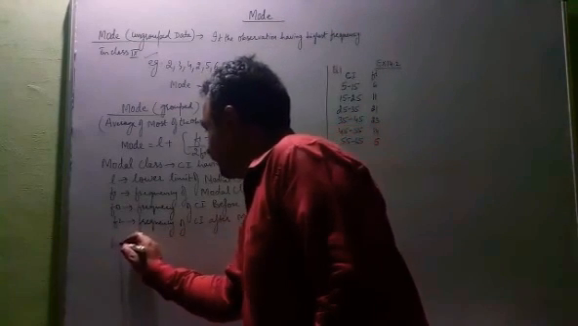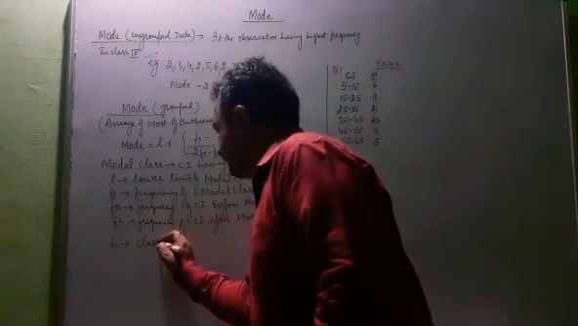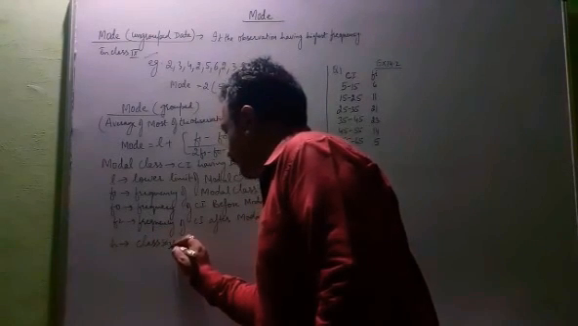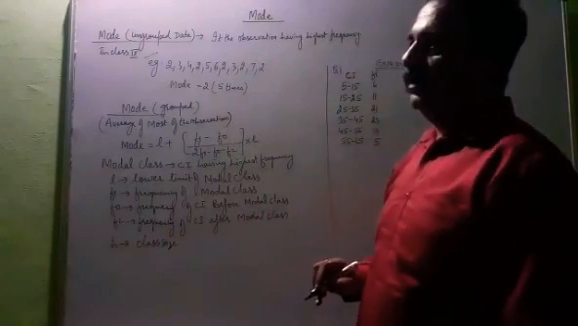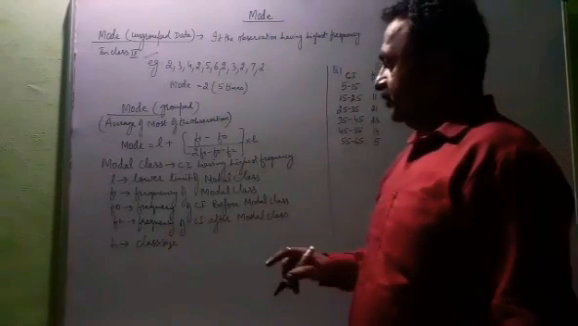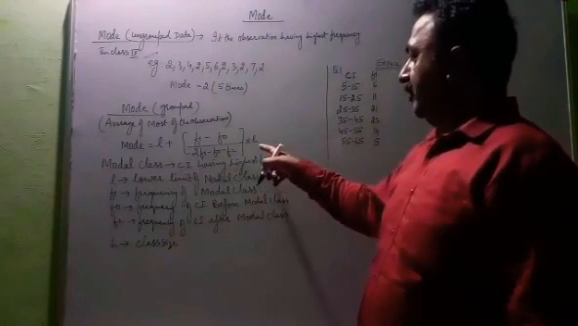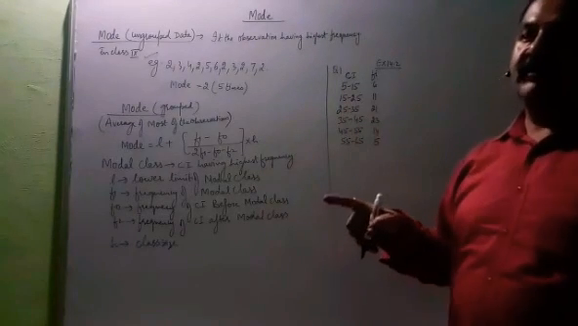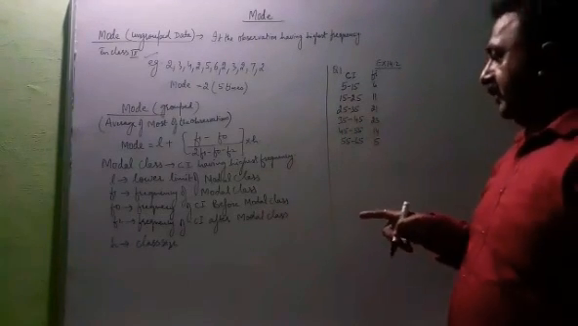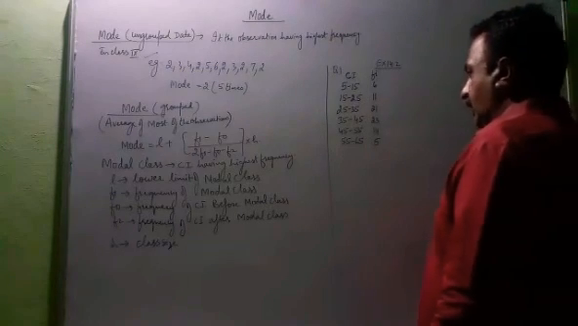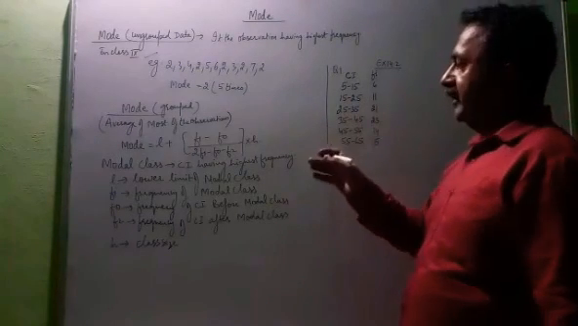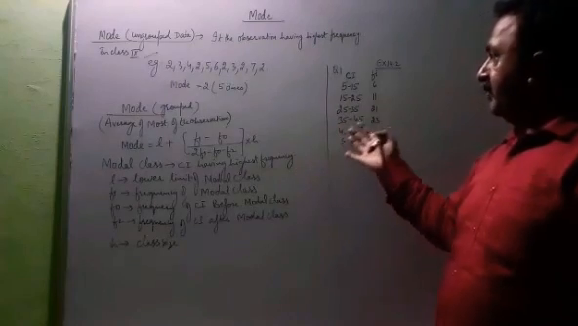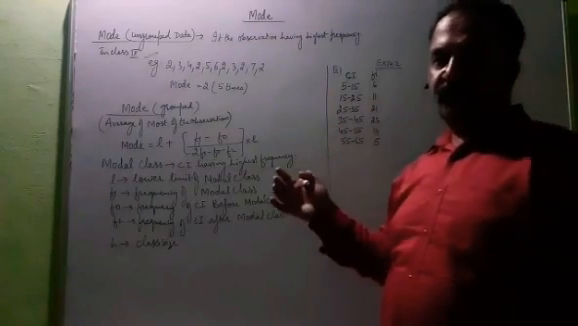And the last is H, that is class size, upper limit minus lower limit. So children, remember this formula you can apply when the data is continuous. If it is not continuous, then make it continuous. You have learned how to make it continuous. So now let's apply this concept to the question of exercise 14.2.